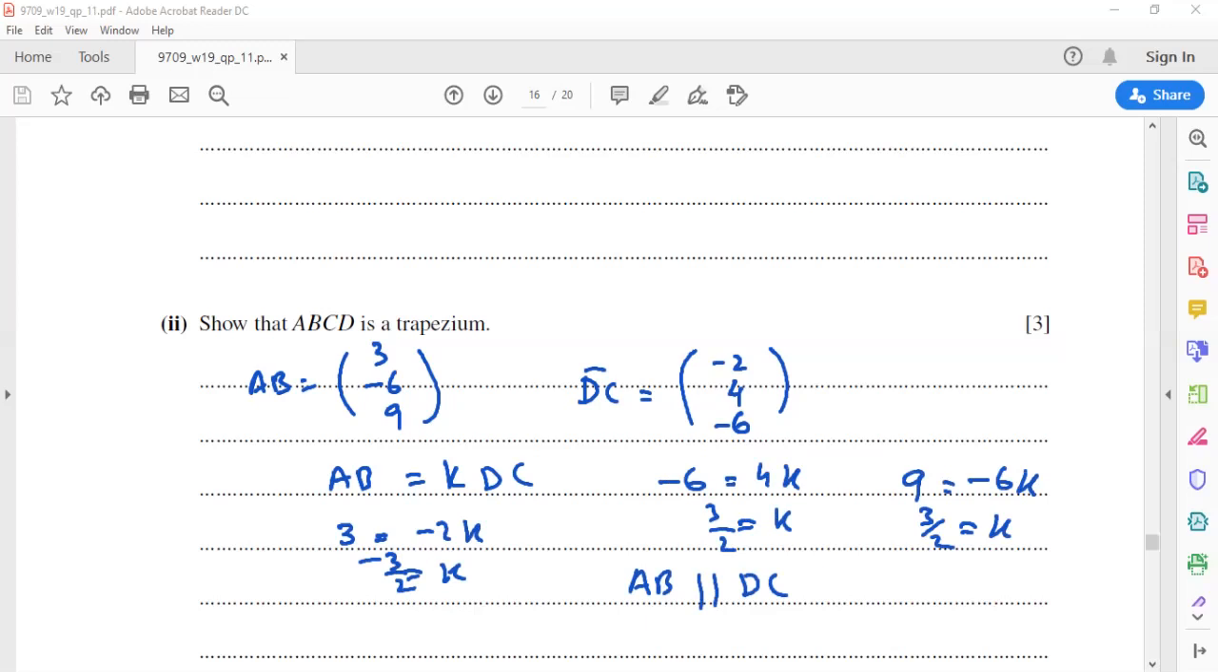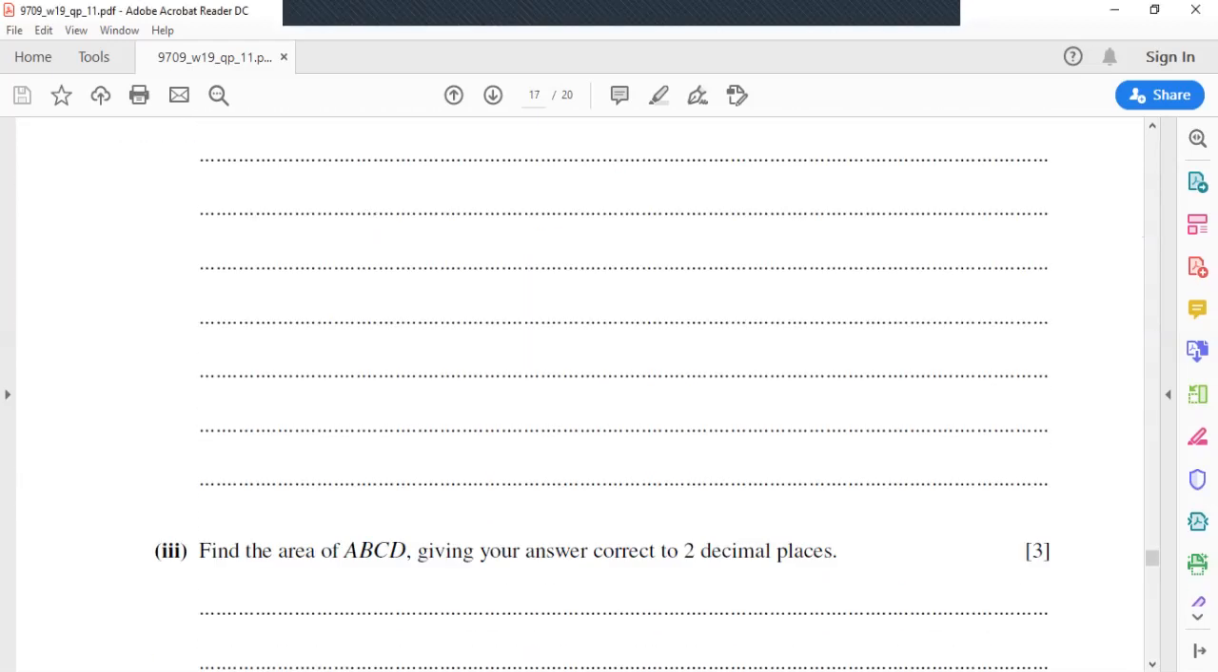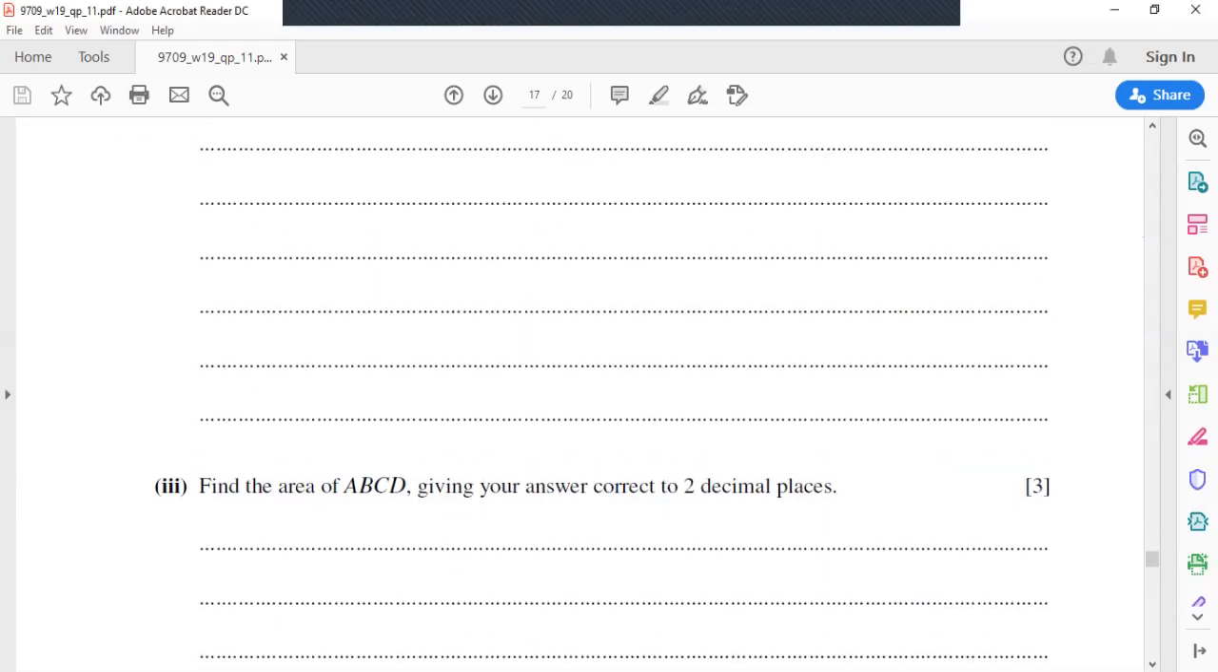Trapezium. Now, if we are going for the next part, and the next part says, calculate the area of the ABCD. Since it's a trapezium, so parallel sides, half the sum of parallel sides into height.